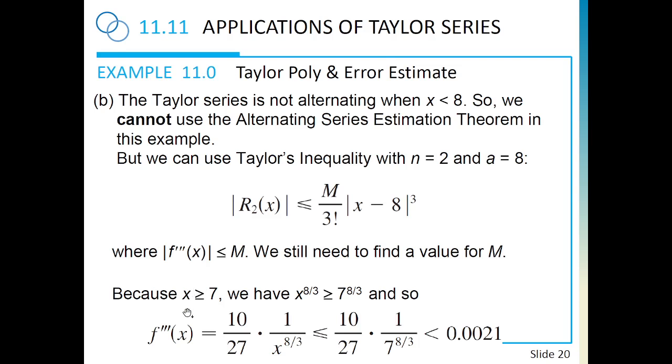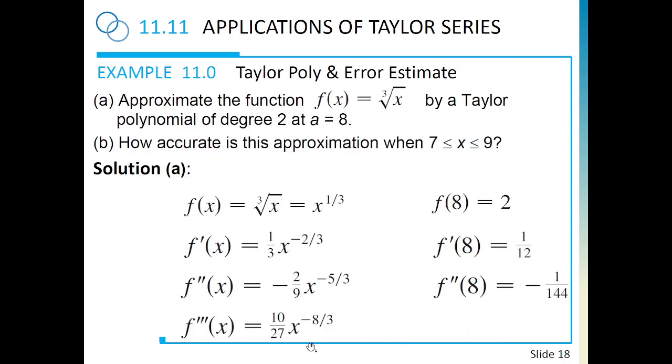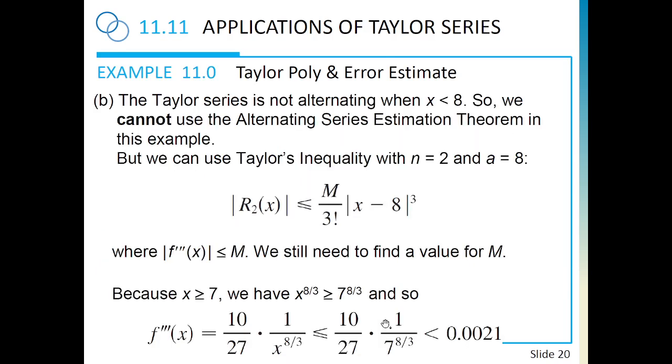Essentially, we realize, okay, x is between 7 and 9, so we have this inequality because we need to use 1 over, right? So that's what we have here, because the formula is given. It's 10 over 27, and this is the negative power, so it's 1 over x to the 8 over 3. So we basically need to find an upper bound for the third derivative on the interval 7, 9, because that was given in the question, interval 7, 9.